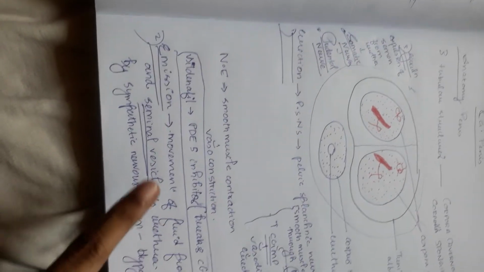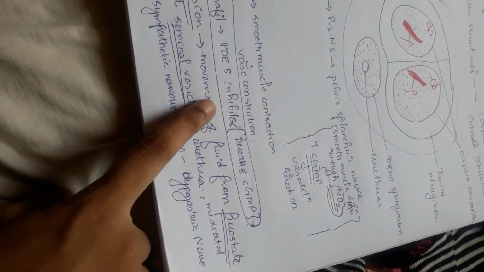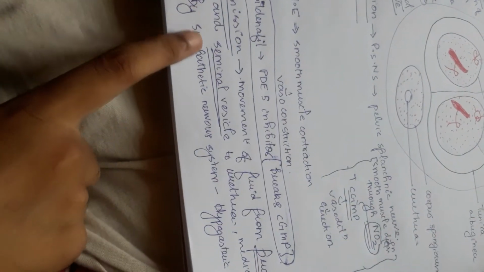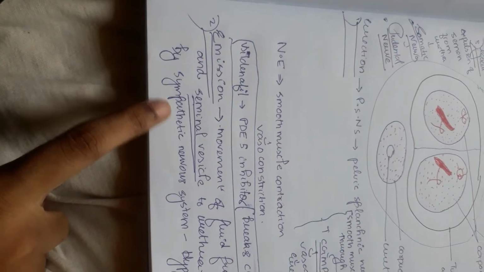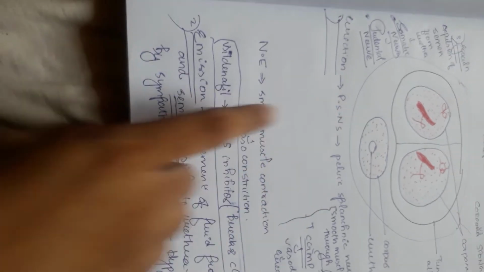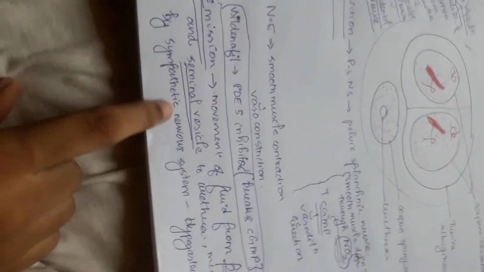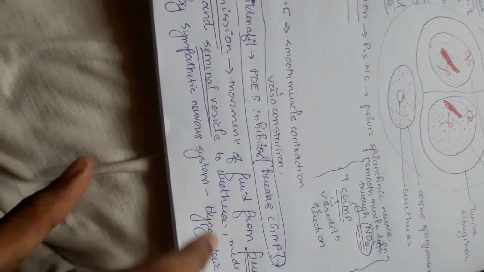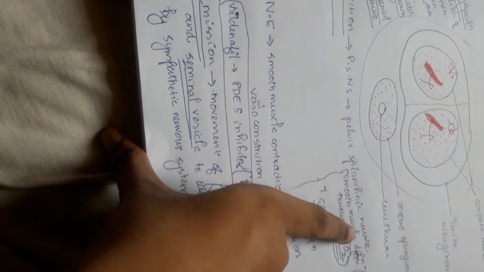So next is emission. Emission means the movement of fluid from prostate and seminal vesicle into the urethra, mediated by sympathetic nervous system. Erection was mediated by parasympathetic nervous system, whereas emission is mediated by sympathetic nervous system. And the main nerve which is responsible here is hypogastric nerve. There it was, pelvic splanchnic nerve.